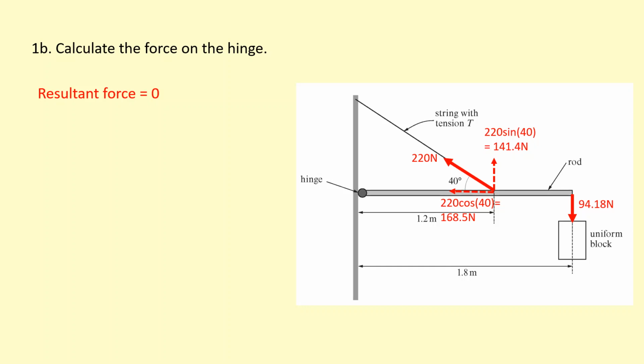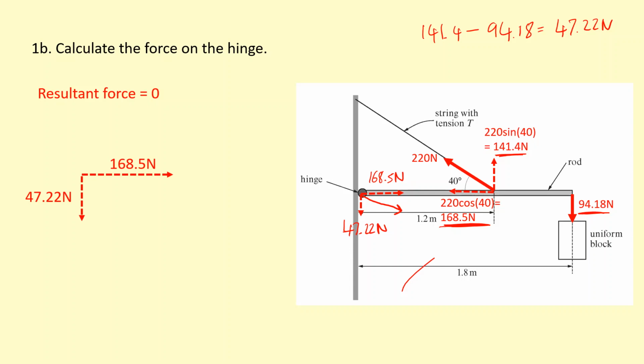The one towards the left, well, this is the only force that's towards the left, and so there's going to have to be a force from the hinge acting towards the right to balance that. So 168.5 newtons from the hinge acting towards the right. And if we look at the upward force, 141.4, and the downward force, we can see the upward force is bigger. So there's going to have to be a downward force on this one, and we can figure that out by doing 141.4 minus the 94.18, and that gives me 47.22 newtons, which is going to have to act downwards. So overall force is going to have to be acting this way.